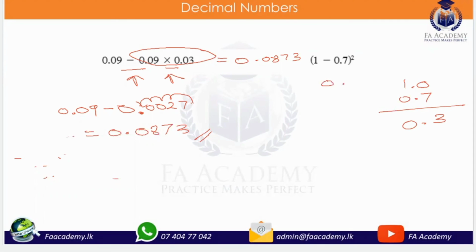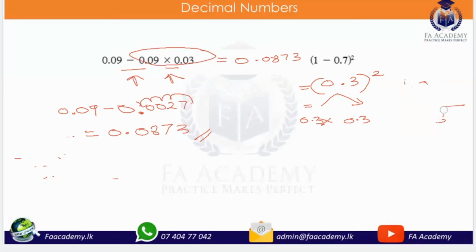So now you have 0.3 squared. Okay, so what's the meaning of this squared? Squared means you have that number to multiply twice. 0.3 times 0.3. So I'll just erase this workout since it should be done in a separate paper. Right, so you have 0.3 to multiply twice. That's the meaning of squared, right? Yeah, that's the meaning of squared.